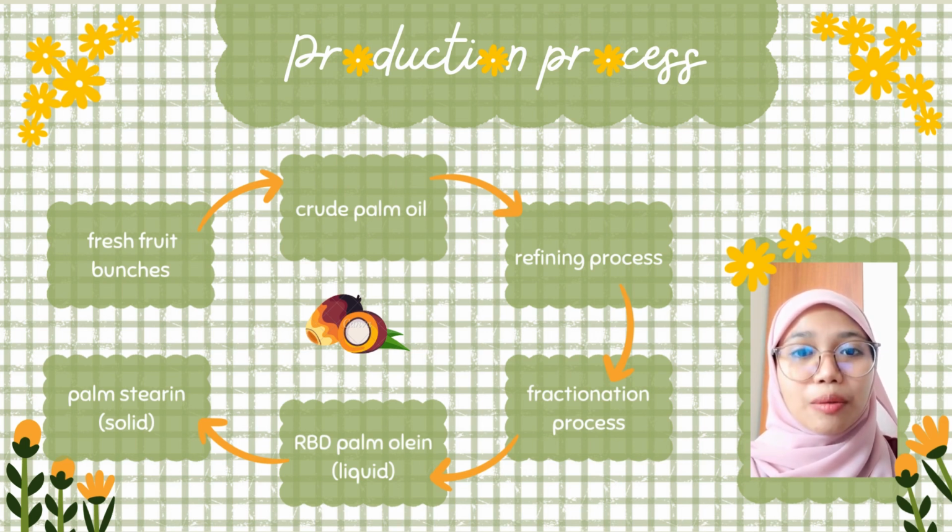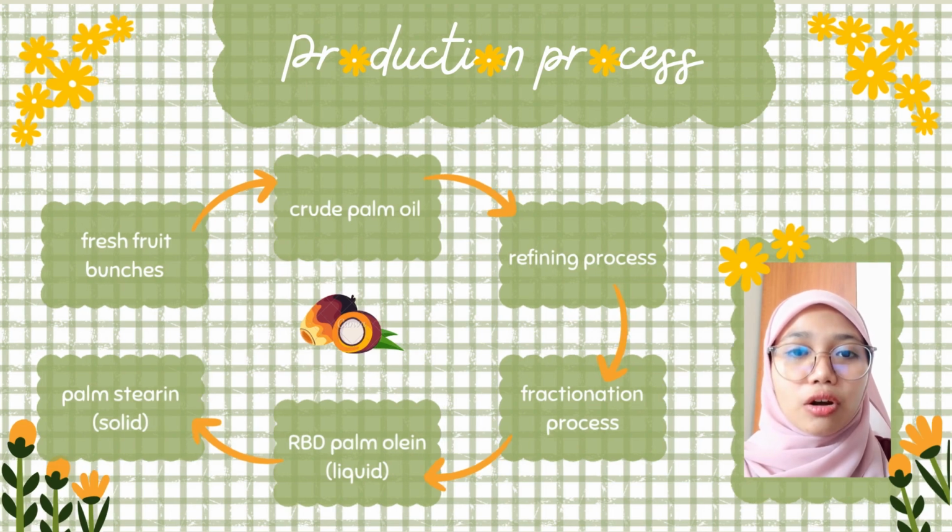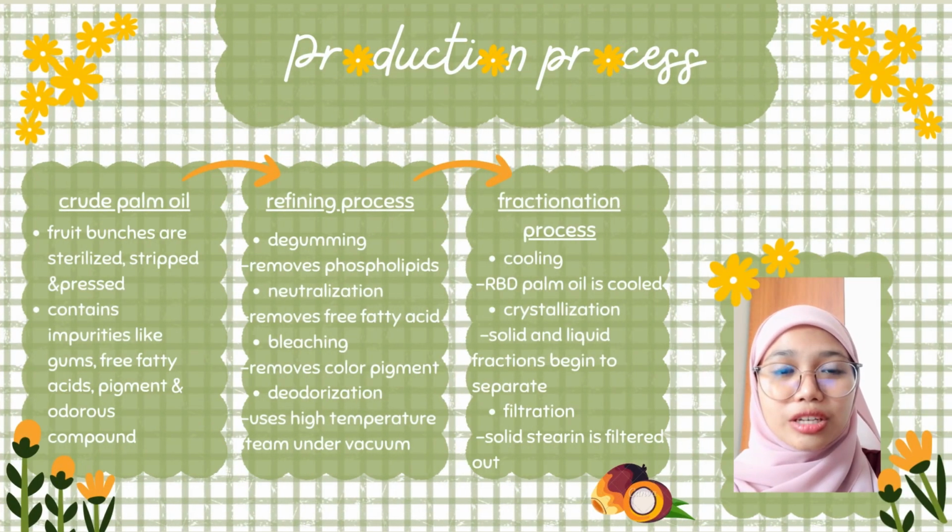Next, RBD palm oil goes through a fractionation process where it is cooled and separated into two parts: RBD palm olein, the liquid portion used in cooking and frying, and palm stearin, the solid portion used in production like margarine and shortening. Now, let's take a closer look at how RBD palm oil is produced from raw palm oil. RBD stands for refined, bleached and deodorized, and it refers to a high-quality golden liquid oil that results from several key processes.